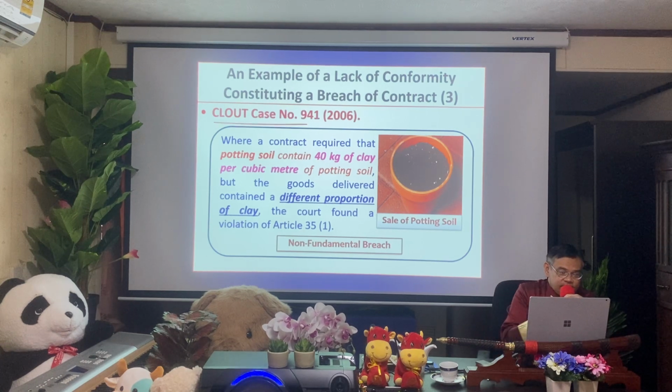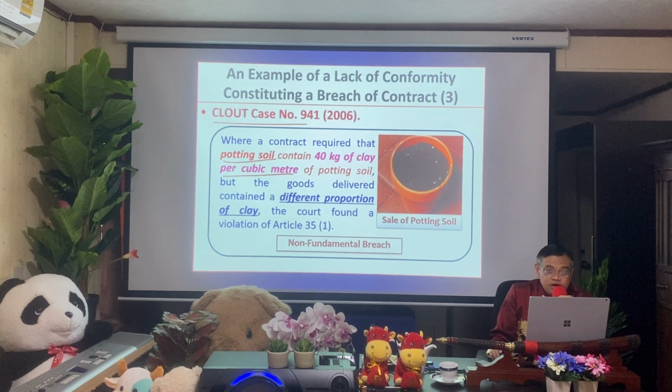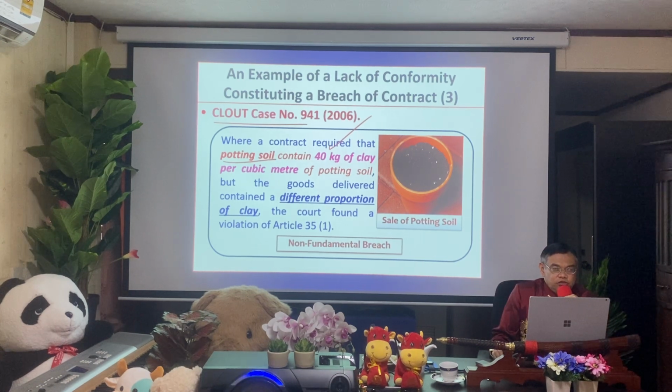In this case, case number 9241 in the CLOUT database, it concerned the sales of what? The sales of potting soil. The contract required this potting soil to contain 40 kilograms of clay per cubic meter. The soil turned out not to contain 40 kilograms of clay per cubic meter, so the description or the quality did not meet the contractual requirements. It constitutes what? The lack of conformity. Of course, this constitutes a breach of contract.